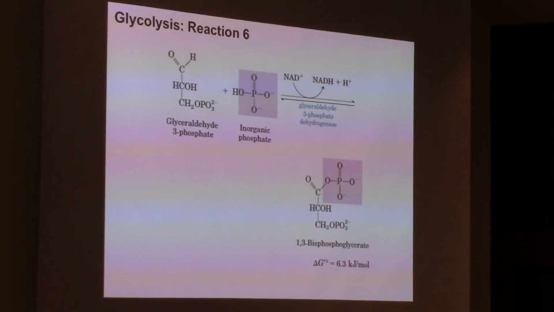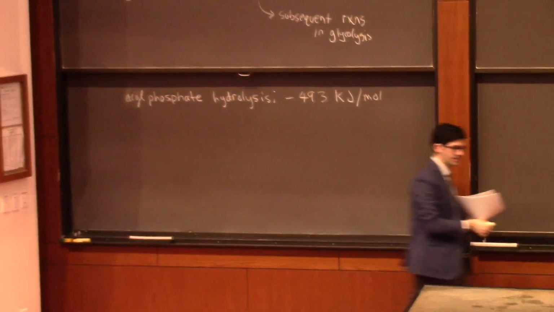This is a new kind of compound that we haven't seen yet. An acyl phosphate, so I'm going to tell you about it here. The hydrolysis of an acyl phosphate is going to yield a ton of energy. Acyl phosphate bond hydrolysis is going to yield 49.3 kilojoules per mole of energy.